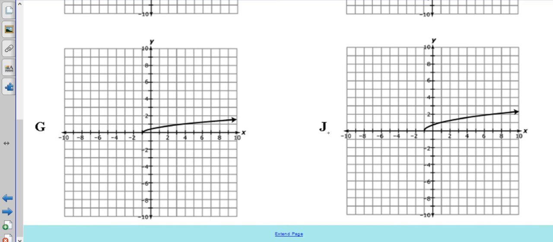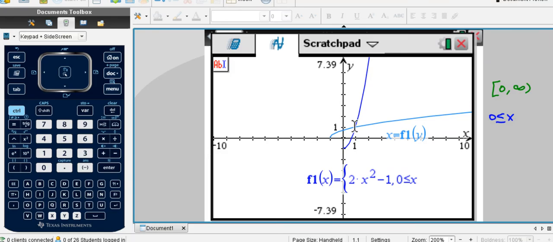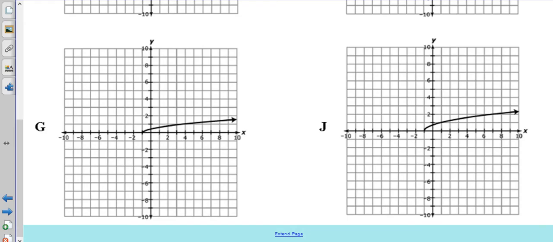So what's the difference in these two? Well, I can see this one approaches the point, looks like 4, 1. This one hits 1, 1. I go to my graph, and this looks like it'll hit 1, 1 right there. So I'm going to say the answer is G.